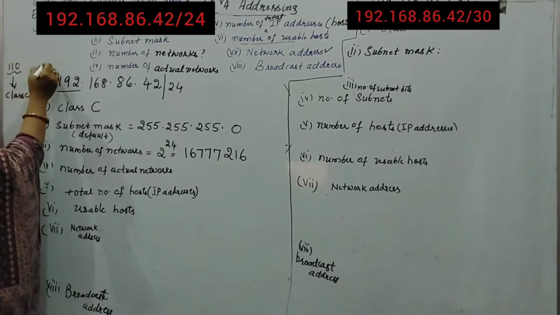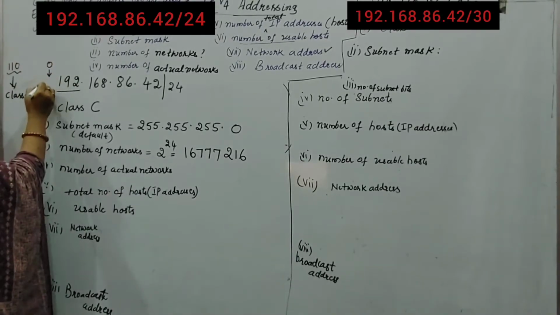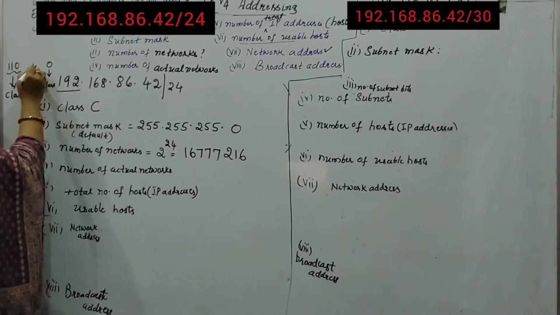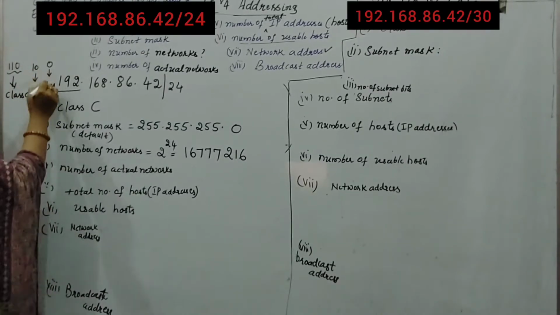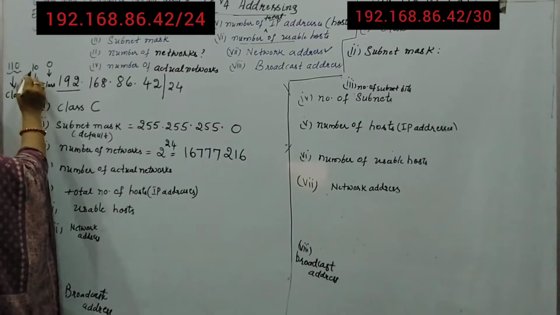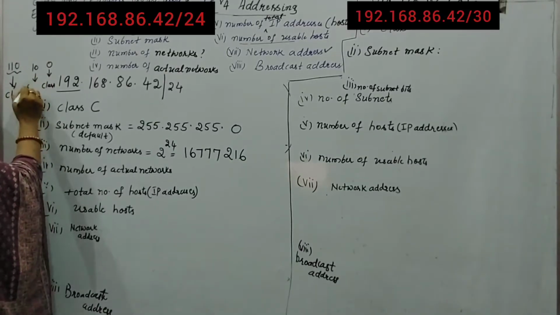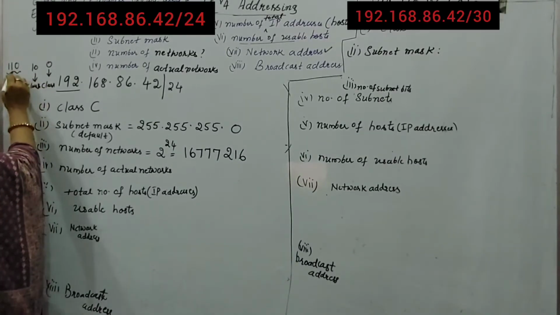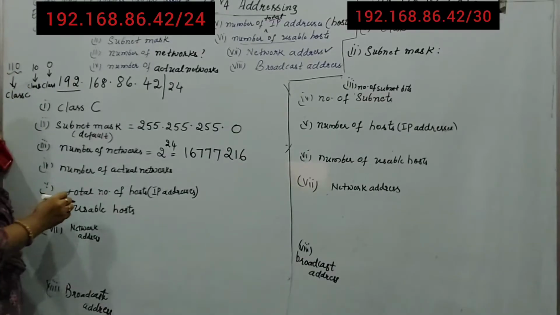So this I have already been telling. For class A, the first byte is excluded. For class A, 1 bit is excluded, which is 0, for class B, 2 bits are excluded, and for class C, 3 bits are excluded from the network part.